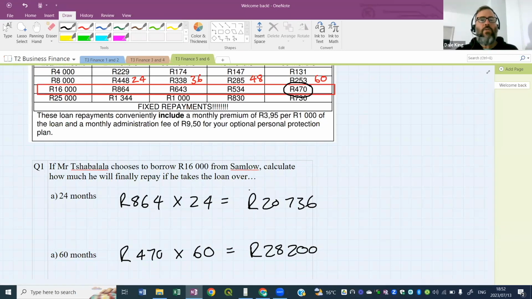So we've worked out the final amount that he has to repay if he does this over 24 months, over 60 months. Now, why are we getting you to do this? Because if you were given this table and you want to decide how much you can afford to pay every month, you might think that 470 Rand here at the back is a small amount to pay every month. You're right, but look at the final amounts compared to if you paid this over 24 months. It's a lot more.